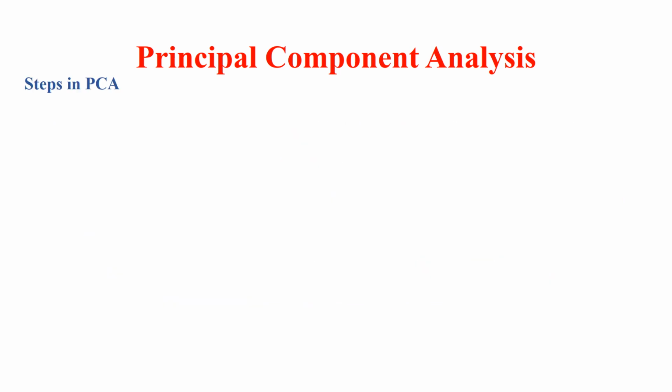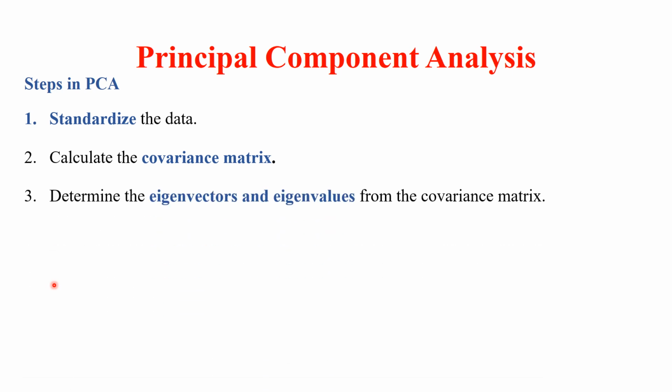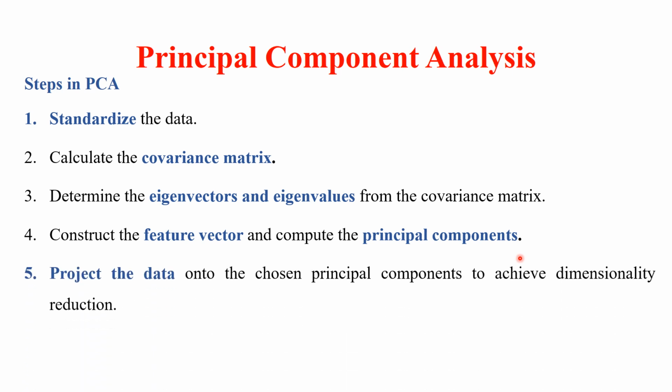The various steps in PCA. Step 1 is to standardize the data. Number 2, to calculate the covariance matrix. Number 3, we can find out the eigenvectors and eigenvalues from the covariance matrix. Step 4, to construct the feature vector and to compute the principal components. Step 5, we can project the data onto the chosen principal components and thereby we will achieve the dimensionality reduction.